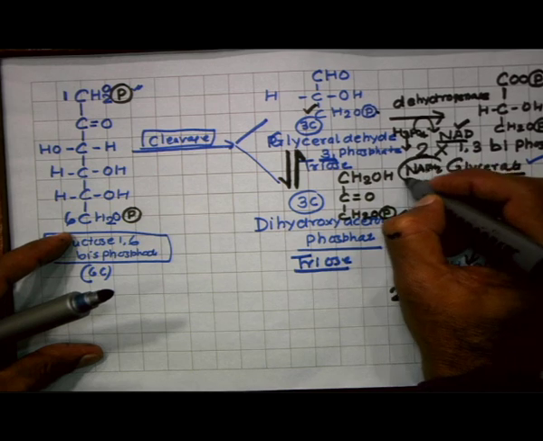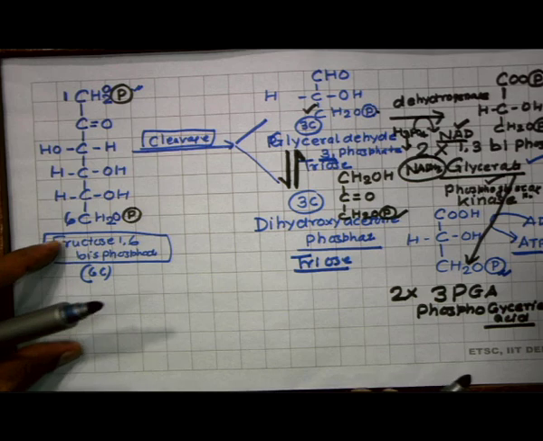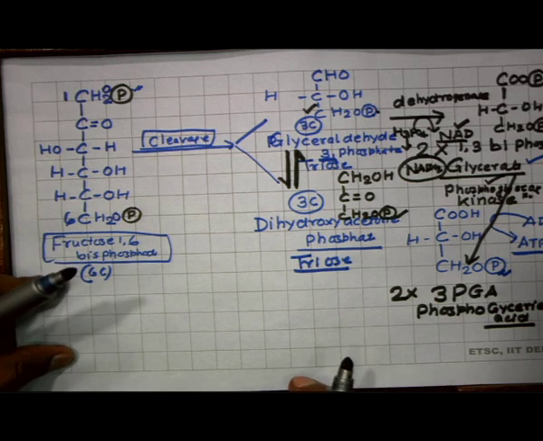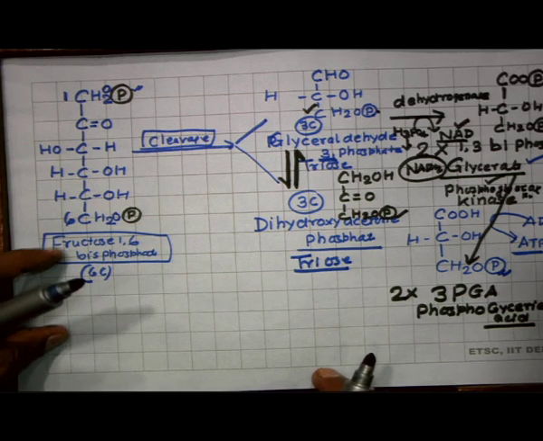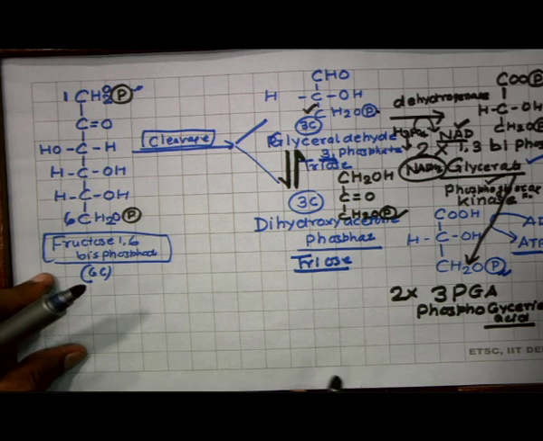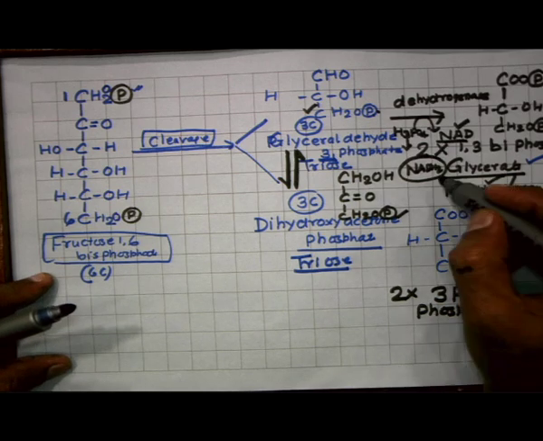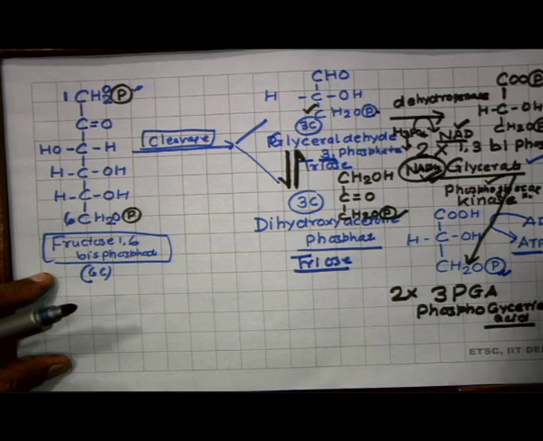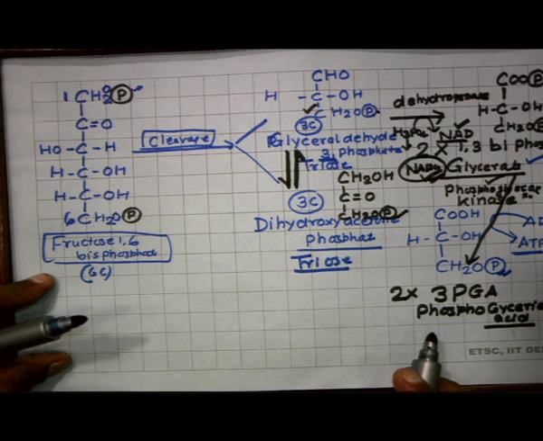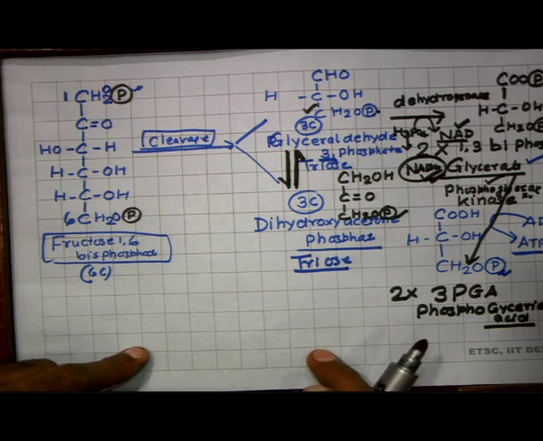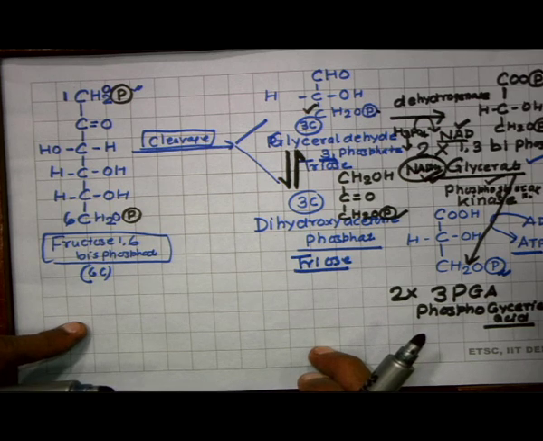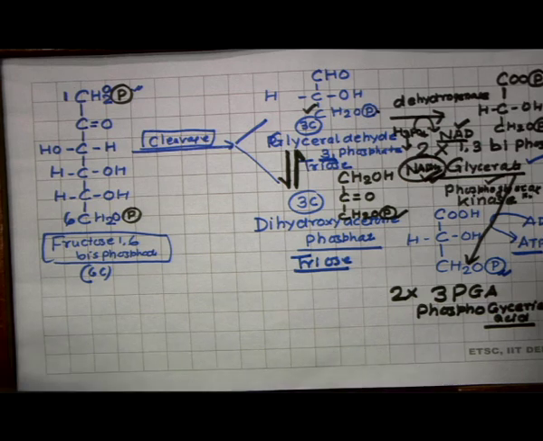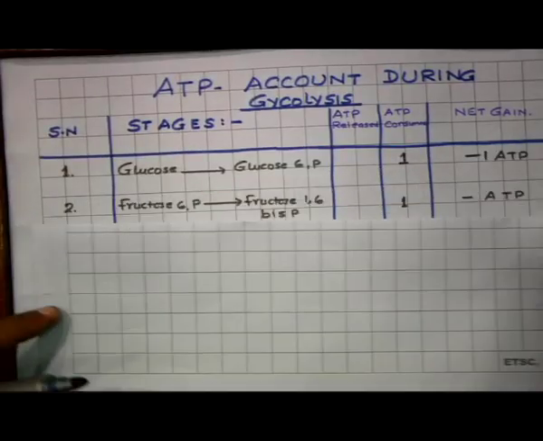NAD combines with hydrogen to form NADH2. NAD is a coenzyme, it is the acceptor of hydrogen atoms, and after the combination of hydrogen atoms it forms NADH2, which further reacts in oxidative phosphorylation or in the electron transport chain, and liberates energy. So, we can summarize it in the form of the ATP account.